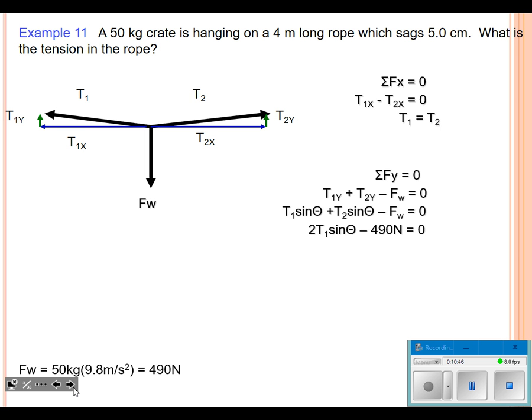All right, so then we could simplify also because we know T1 is equal to T2. We could say 2T1 sine theta minus 490 newtons equals 0. Okay, but how do I find that angle? Let's think about that for a minute.